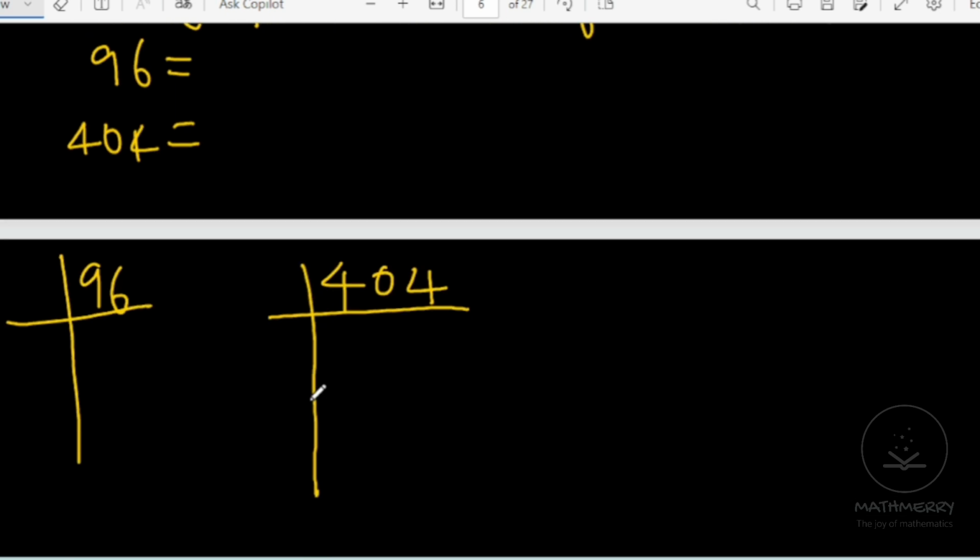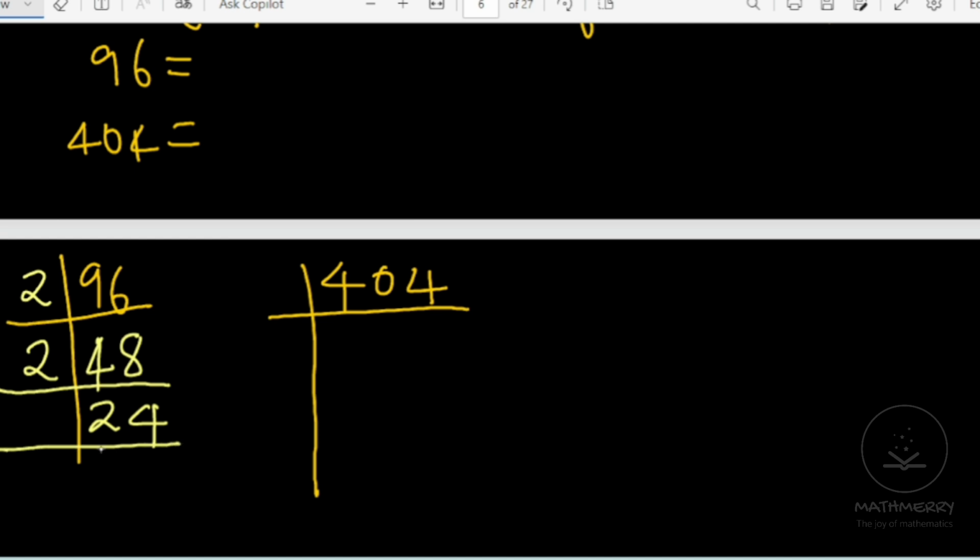For starters, I will show you how. Here 96 is an even number. Like I said, we can start with 2 for even numbers. 96 divided by 2 will be 48. Now 48 again is an even number, so we can divide with 2. 48 divided by 2 is 24. Now 24 is again an even number, so we can divide it with 2. 24 divided by 2 is 12.